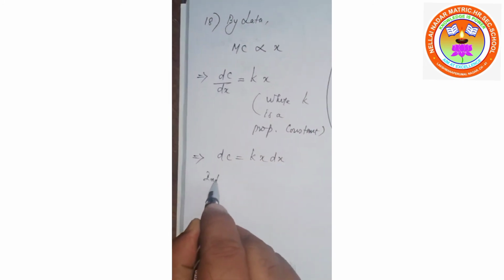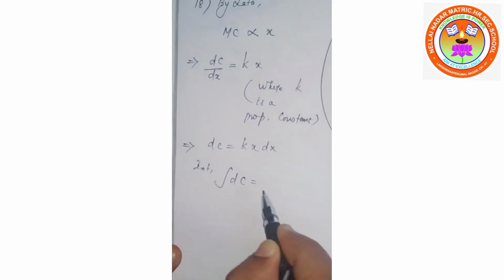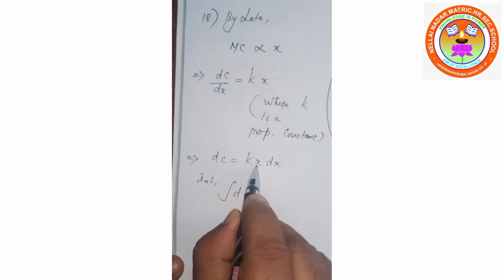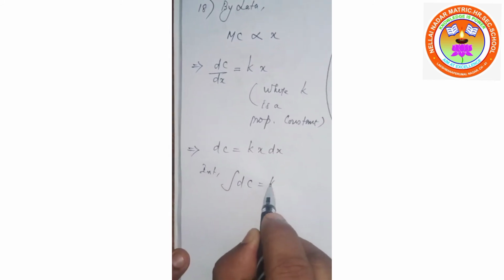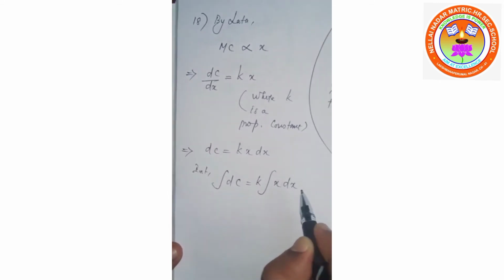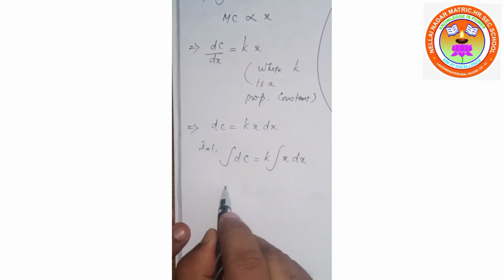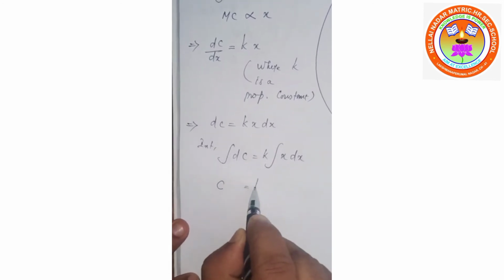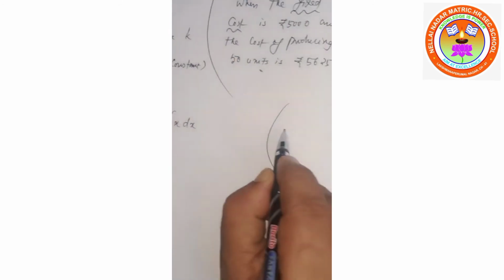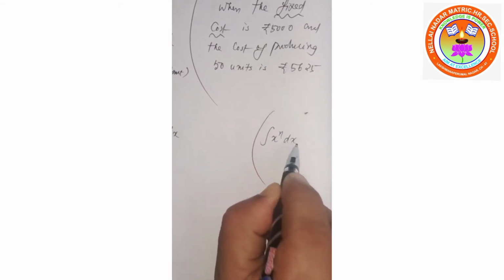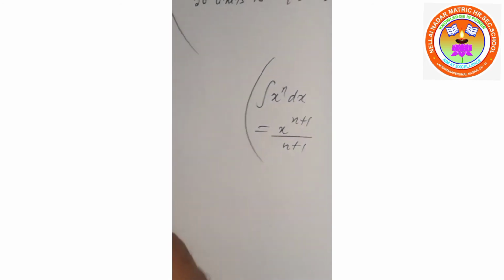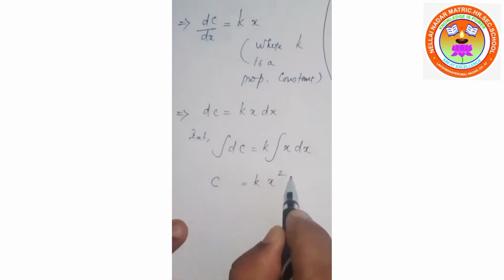Now we have to integrate on both sides. Integral dC equals, since dx is there, x alone is the function. What about k? K is a constant, so write it outside the integral: k into integral x dx. Integral dC is equal to C, you know very well. K write as it is. For x power 1 integration, apply the formula integral x power n dx equals x power n plus 1 divided by n plus 1. So x power 1 plus 1, that is x squared divided by 2.